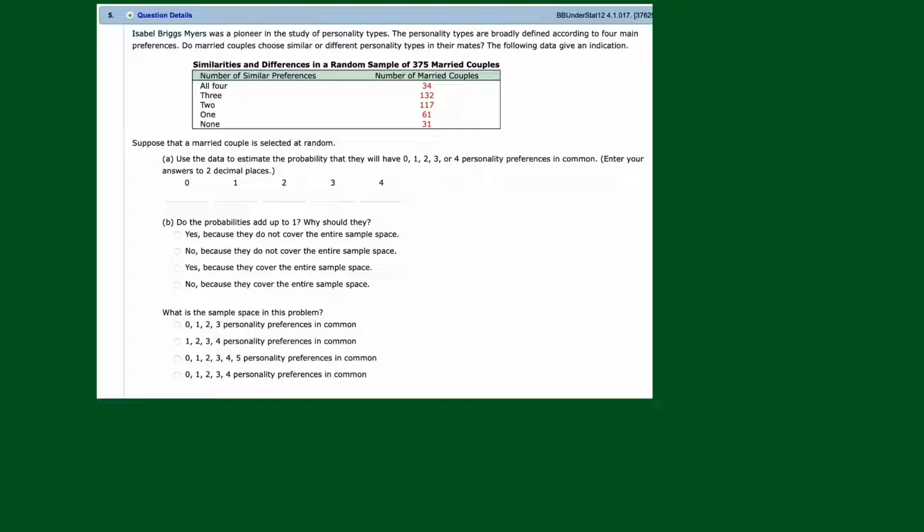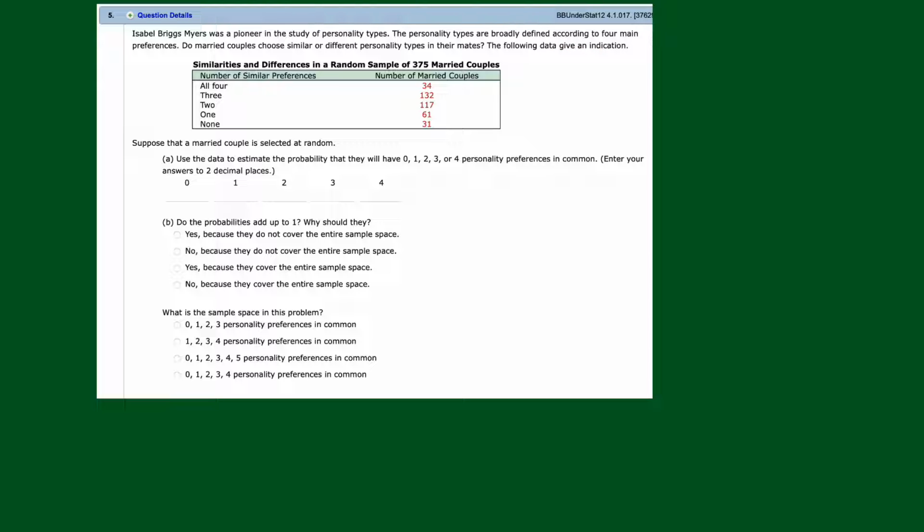Section 4.1, problem 5 says, Isabel Briggs Myers was a pioneer in the study of personality types. The personality types are broadly defined according to 4 main preferences. Do married couples choose similar or different personality types in their mates? The following data give an indication.